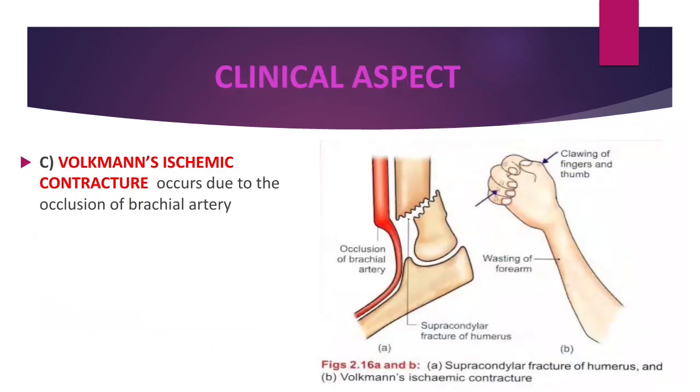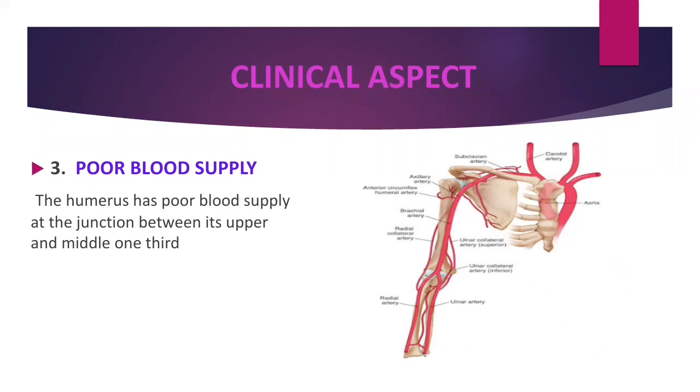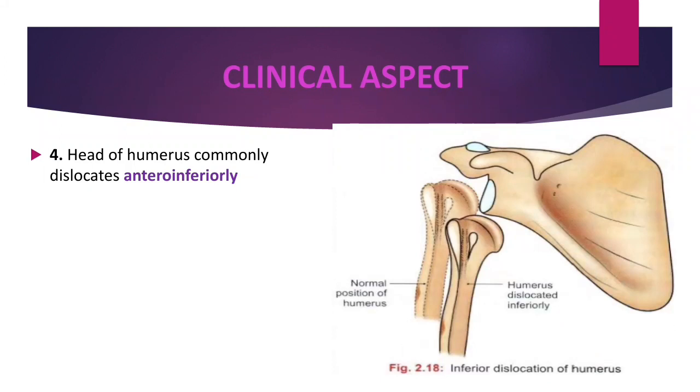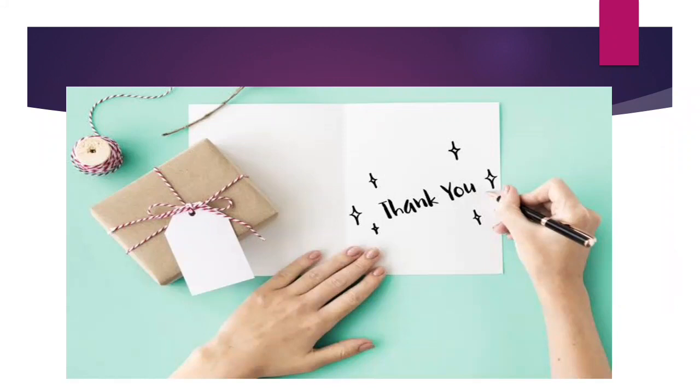Volkmann's ischemic contracture occurs due to occlusion of brachial artery. Next is poor blood supply. Humerus has poor blood supply at the junction between its upper and middle one-third. Head of humerus commonly dislocates antero-inferiorly. I hope this video will be useful.